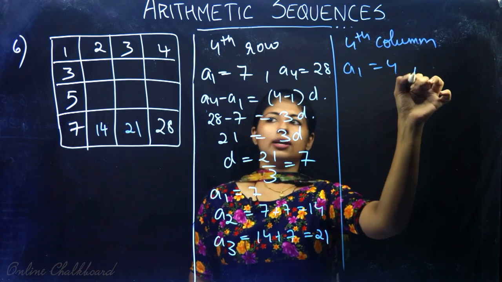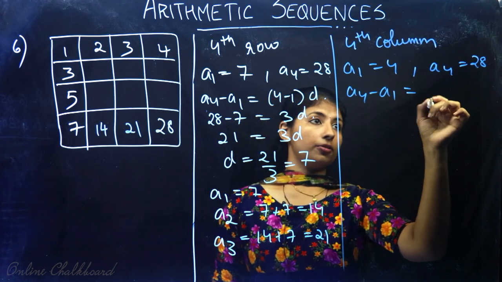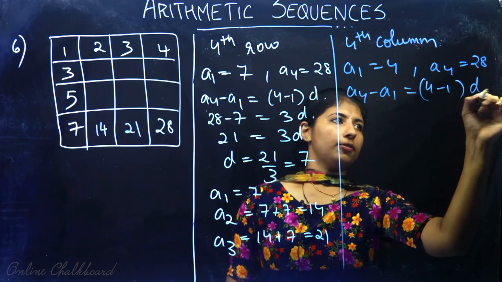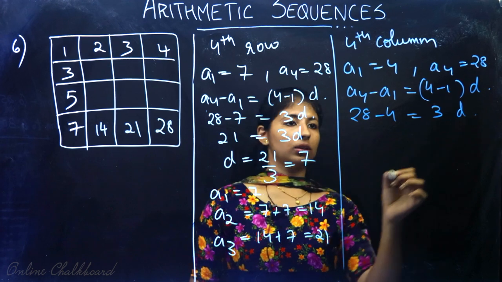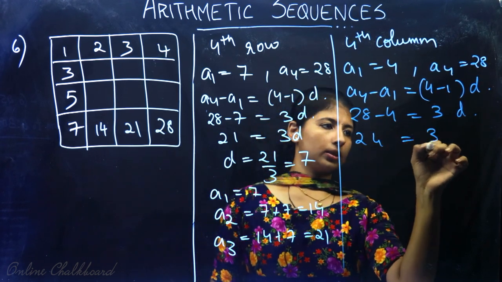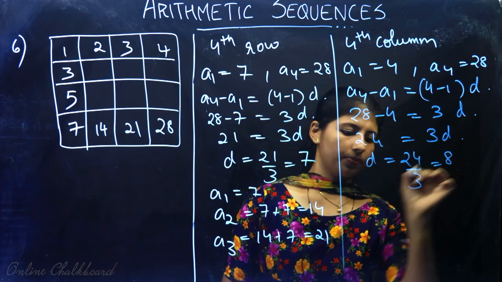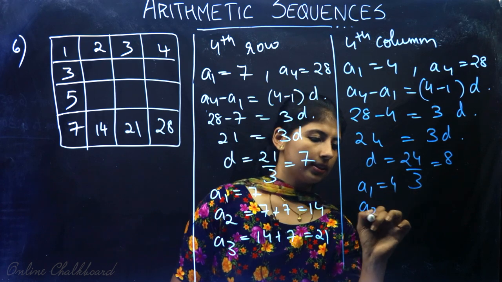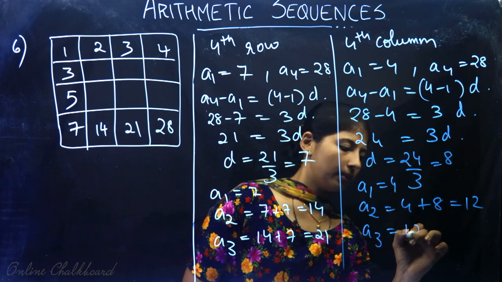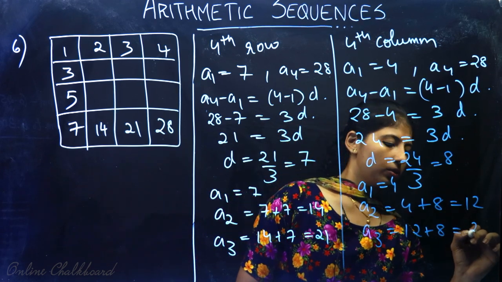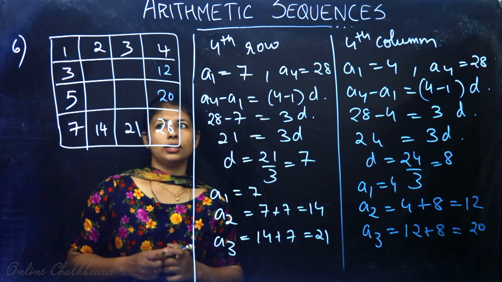Okay, next is the fourth column. The first term is 4 and the fourth term is 28. A4 minus A1 is term difference equals position difference into common difference. 28 minus 4 is equal to 3 into D. 24 is equal to 3D. D is equal to 24 by 3 is equal to 8. The first term is 4, the second term is the first term plus the common difference, which equals 12. The third term is 12 plus 8, the second term plus the common difference, equals 20. You can fill it here: 12, 20.